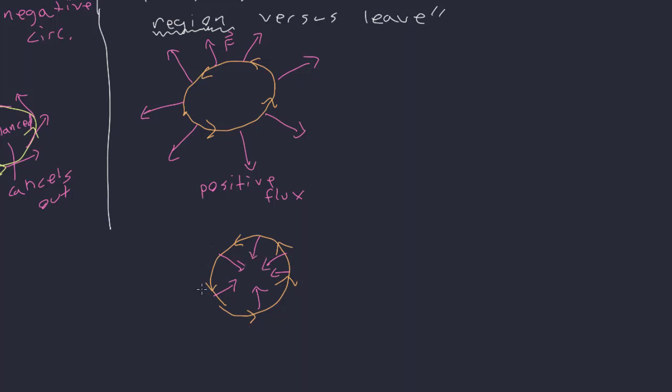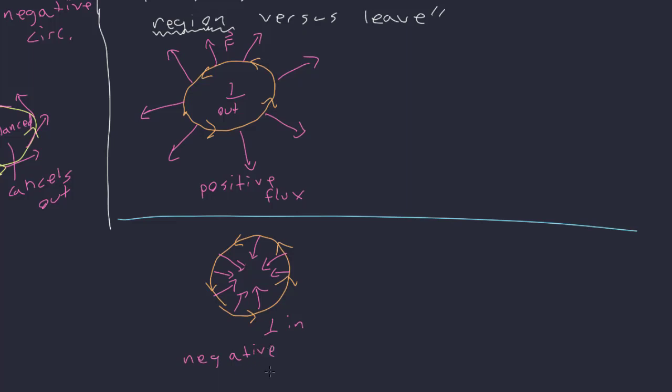so here, all of the field is perpendicular to the path, but pointing outwards. That gives us a positive flux. However, if they're all perpendicular but facing in, this is going to be a negative flux. Interesting, right?